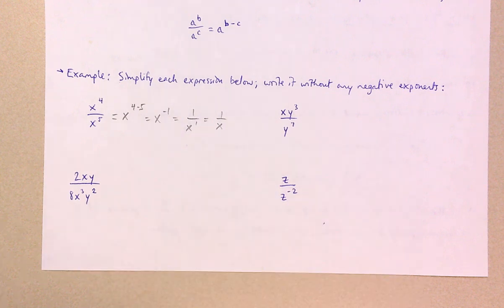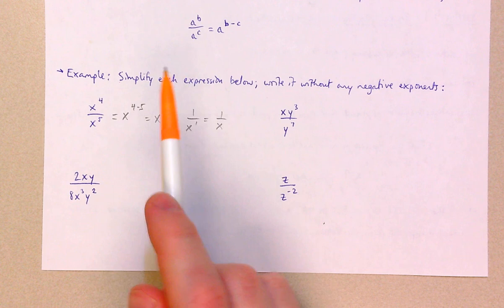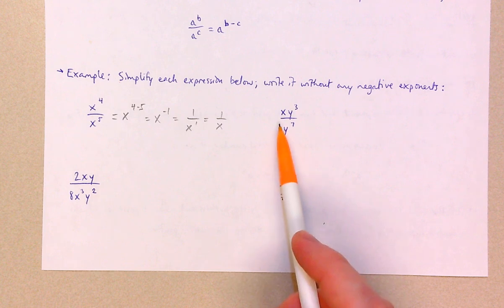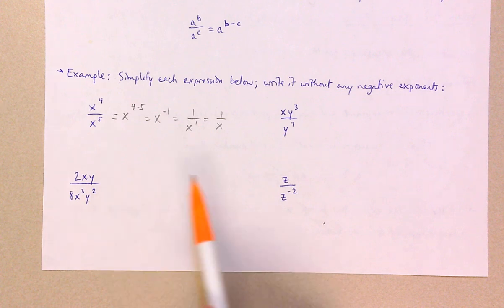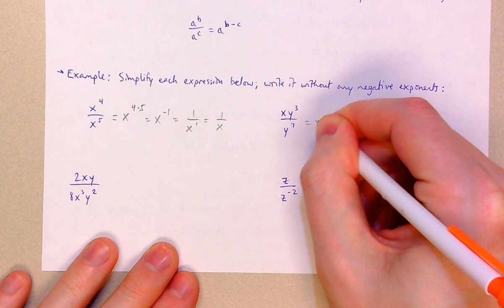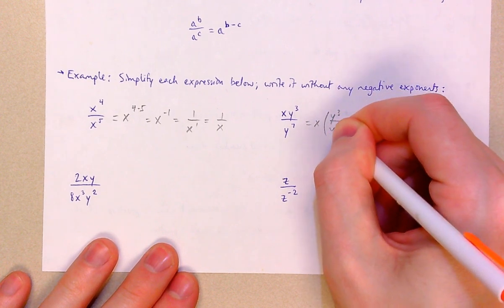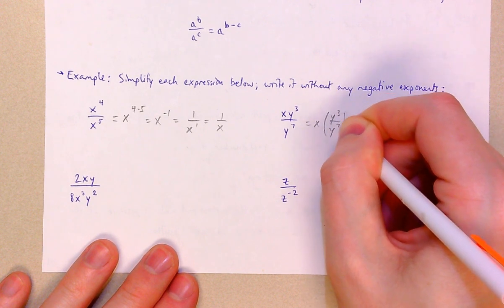Well, keep in mind, we can only use this property when we are dividing things that have the same base. If an x is showing up on the top but not on the bottom, then we just don't mess with it. We don't do anything with it. We just leave the x as it is, and we focus on y to the third over y to the seventh.